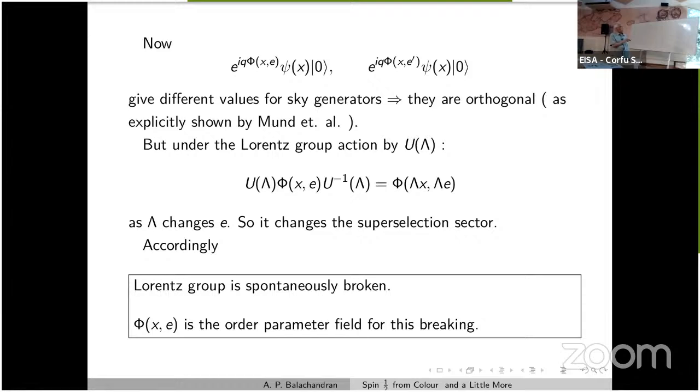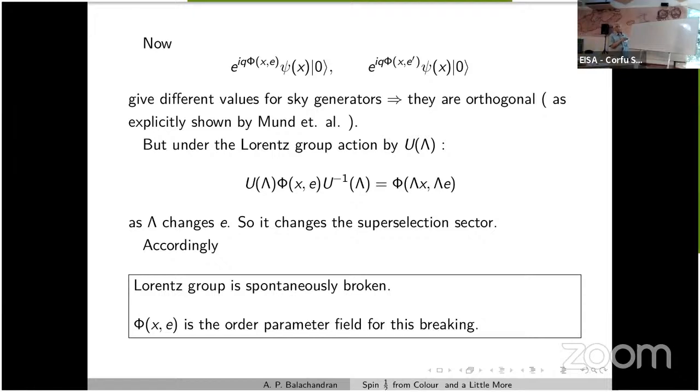actually changes the superselection sector. So the excitation you are finding at infinity, namely if you apply Gauss law, the test function at Gauss law in one case will be evaluated at E at infinity. In the second case, at lambda times E. So you can choose a test function with different values. So you have changed the superselection sector. So accordingly, the Lorentz group is spontaneously broken. Okay, this is what happens in QED, and I'm finished.